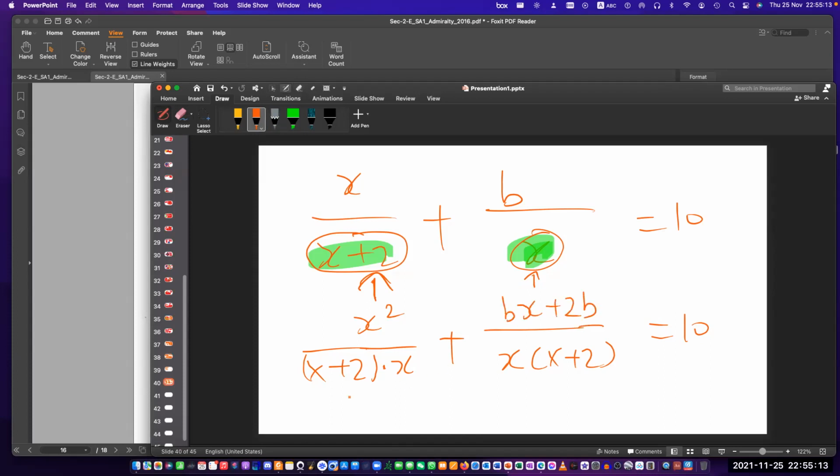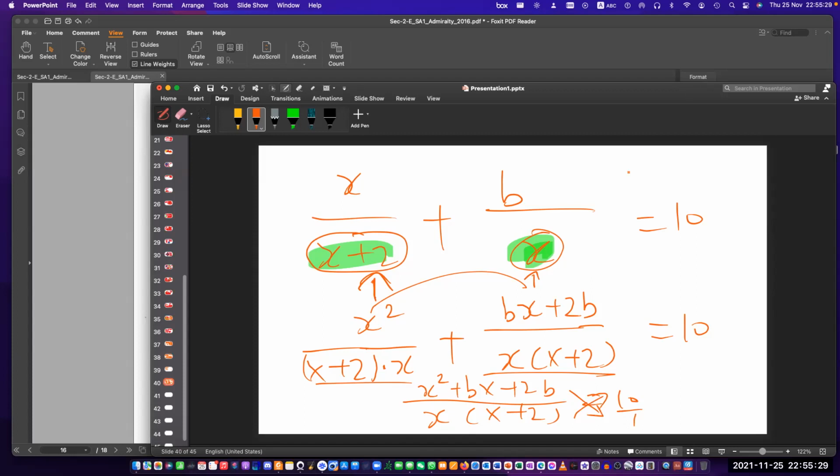Then this is the same denominator, right? Then you just end up with the same denominator, and then you combine the above. Combine the above is this. So it's x squared plus bx plus 2b equals 10. And once you reach this step, you just do cross multiplication. Does it make sense? Yeah. So once you get this step, once you combine them together already, you just do cross multiplication.